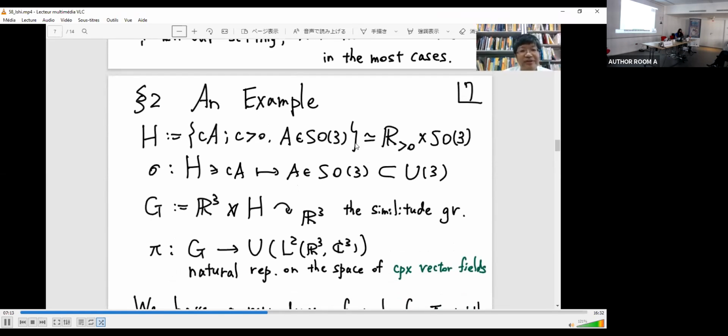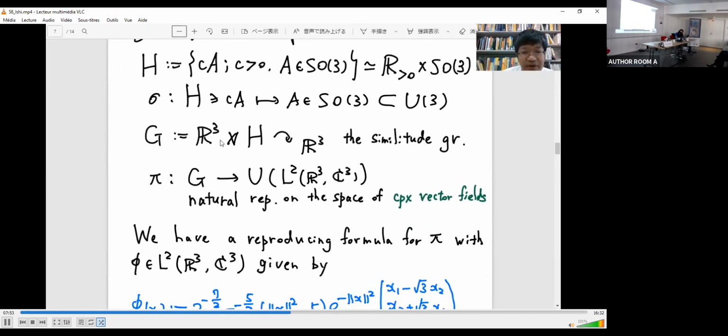Before going to the general argument, I present a typical application of our research to the three-dimensional vector field case. Let H be the positive numbers times SO(3). This is a direct product of the group of positive numbers and the group of rotations. Sigma is the natural unitary representation in the three-dimensional case, just taking the rotation part. Let G be the semidirect product of R^3 and H. This is the similitude group, namely, it consists of translations, dilations and rotations.